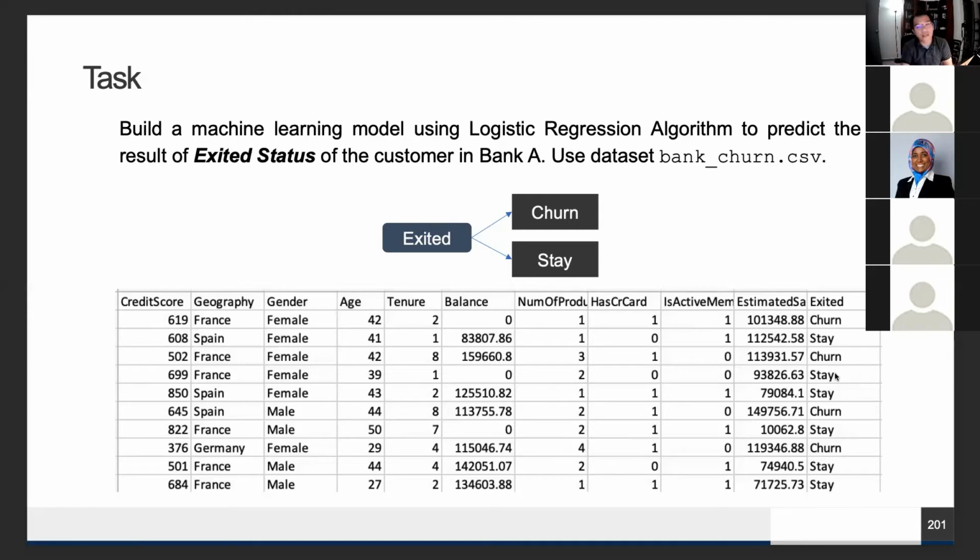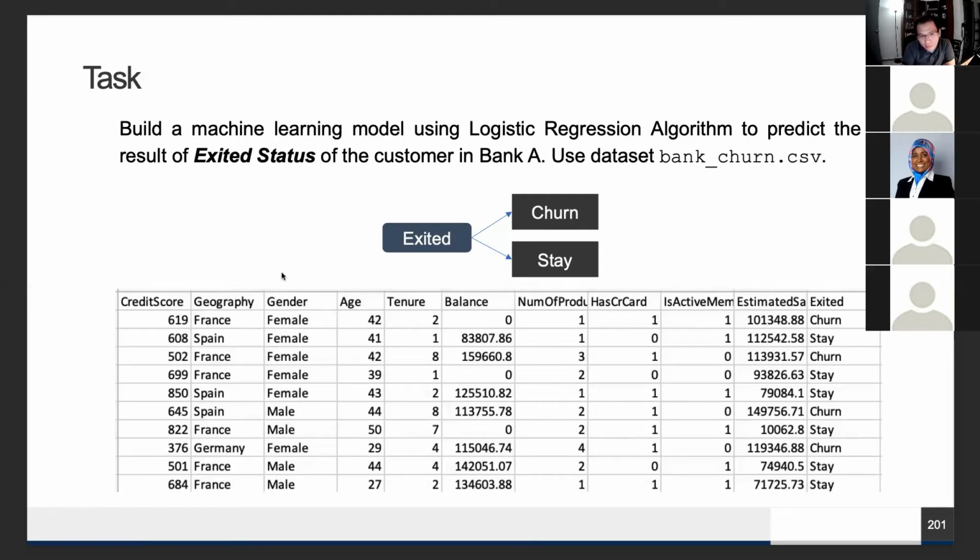Okay, so we want to build a model to predict their activity. Whether, let's say in the future I have a customer in this data set, that customer will churn or stay. The exited status is a categorical variable, or nominal variable, and it has two classes: churn or stay.